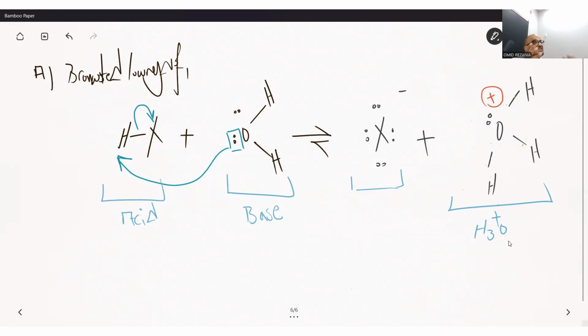Then the X ion is accepting that hydrogen. In that case it becomes a base, but we call it a conjugate base. And the hydronium ion, which is now releasing the hydrogen, becomes a conjugate acid. Because if you look at it from the reverse perspective, the things become different.